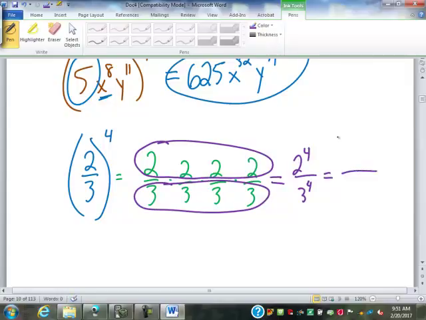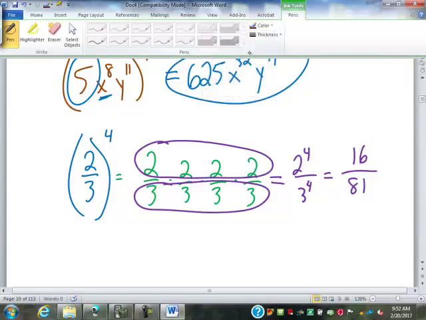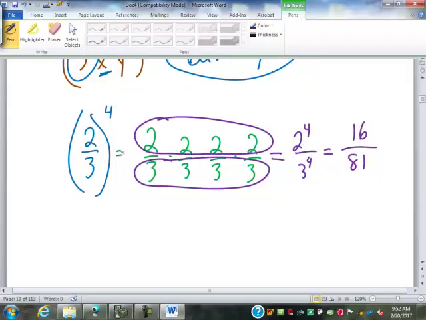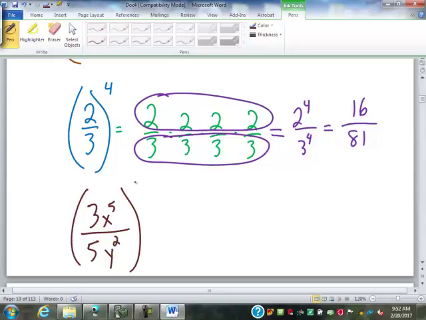So 2 to the 4th power is 16. 3 to the 4th power is 81. If I have a fraction with variables in it, raised to a power, same thing is going to apply. I take each piece separately.